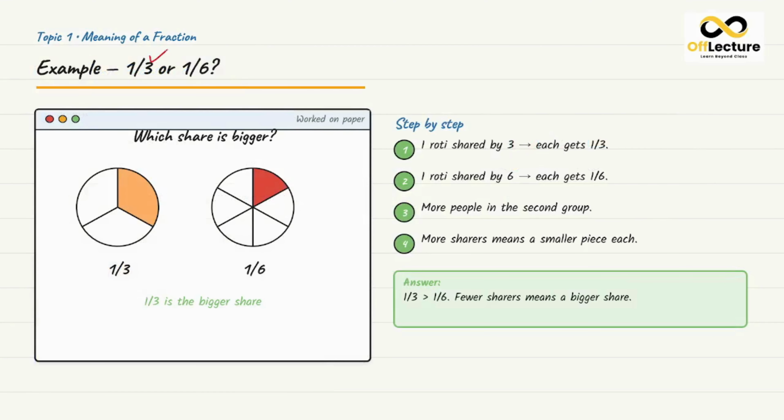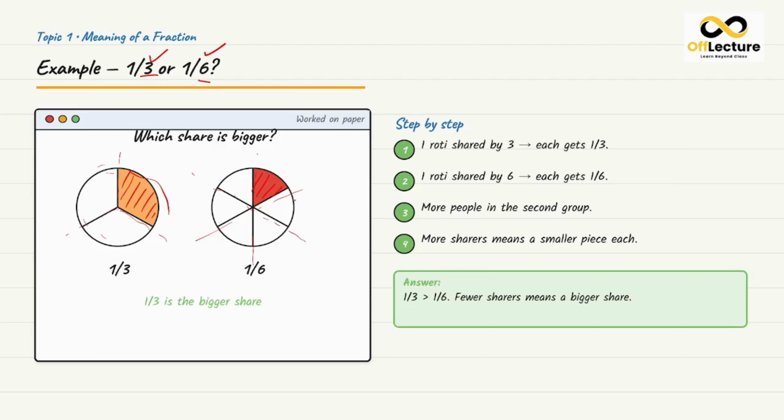If we talk about 1 by 3 and 1 by 6 and we want to understand which share is bigger, what we will do is take any shape. Here a circle is taken. We will divide it into three parts and six parts. We have drawn two circles, and we have divided them into three equal parts and six equal parts. Now we have to check whether 1 by 3 is bigger or 1 by 6 is bigger. So we will shade only one part of each circle.